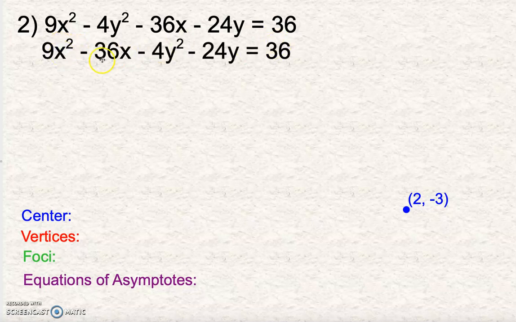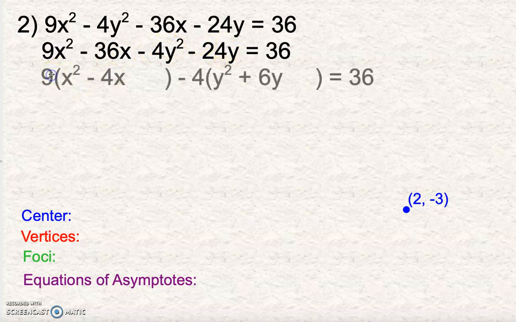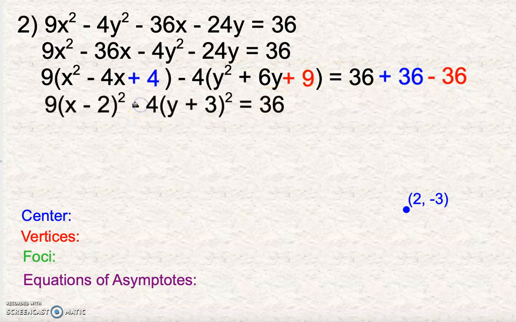I got the x's together, I got the y's together. I pulled the 9 out because I want this just to be a 1x squared, and I pulled a -4 out because I want this to be a 1y squared. This needs a +4, which is really 36. This needs a +9, which is really a -36. And I end up getting this.